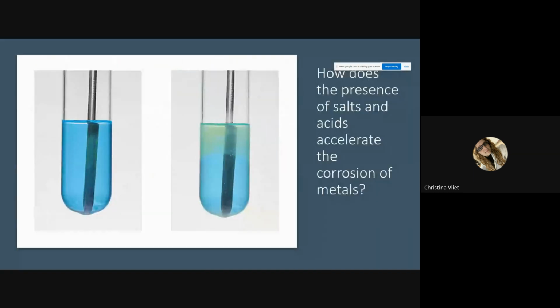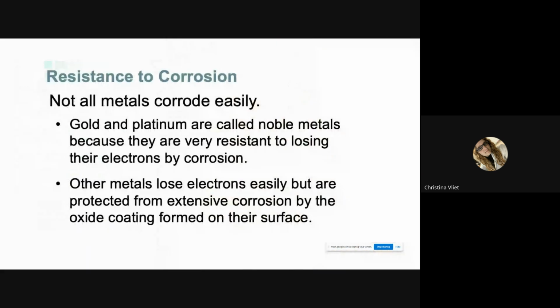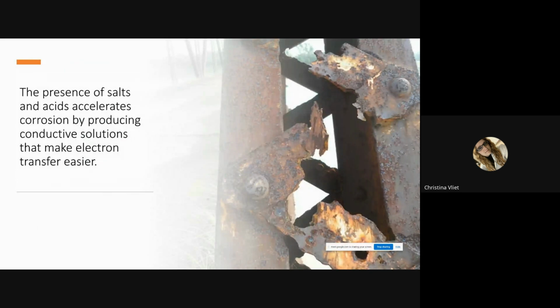All right, you don't have to write this down. I just wanted to bring it up because it's going to show up in your lab. If you have the presence of a salt, this actually accelerates corrosion. You'll see this next class because we're going to do it as one of the laboratory exercises. And it makes electron transfer easier when you have the presence of the salt.